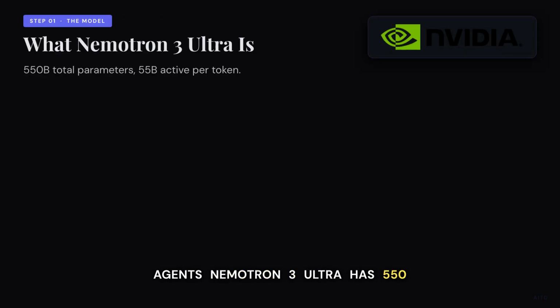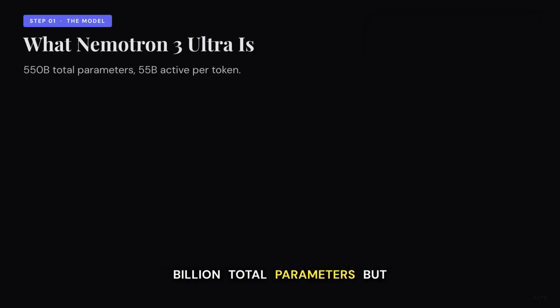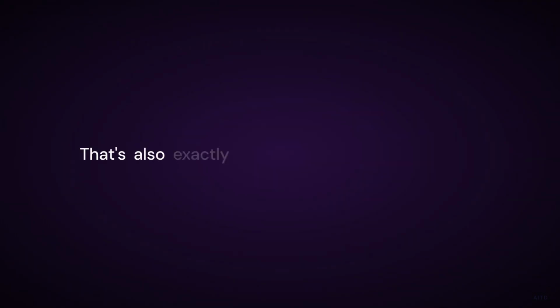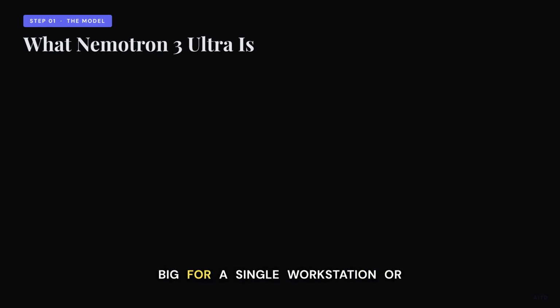Nemotron 3 Ultra has 550 billion total parameters, but only 55 billion are active for each token. NVIDIA trained it natively in a 4-bit format called NVFP4, instead of training at higher precision and shrinking it later. That's also exactly why it only runs in the cloud. Even with a smaller memory footprint, a model this size is too big for a single workstation or GPU server.